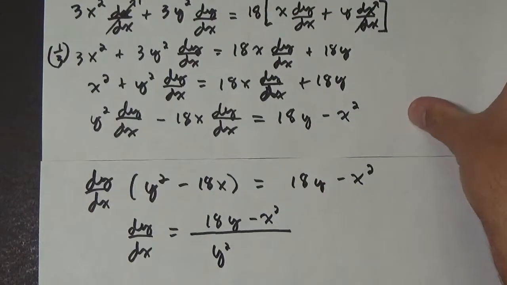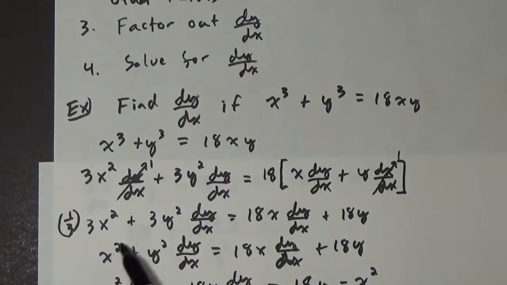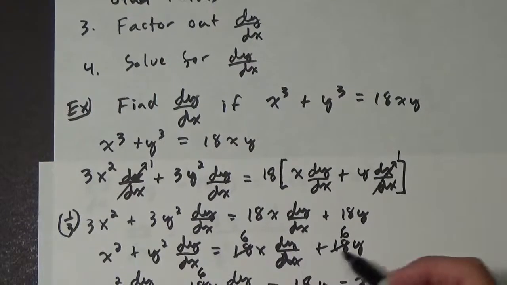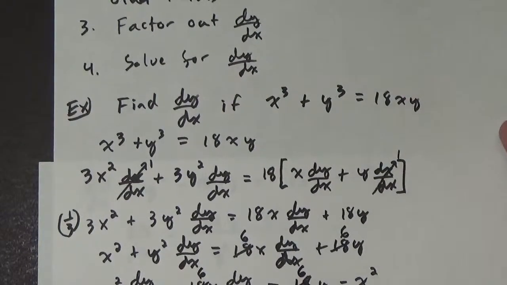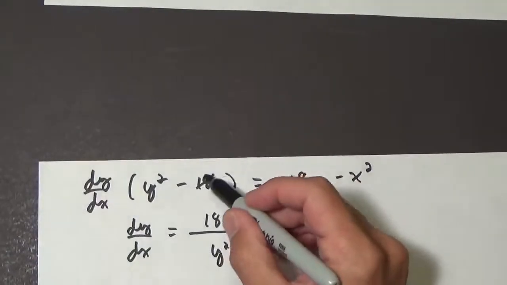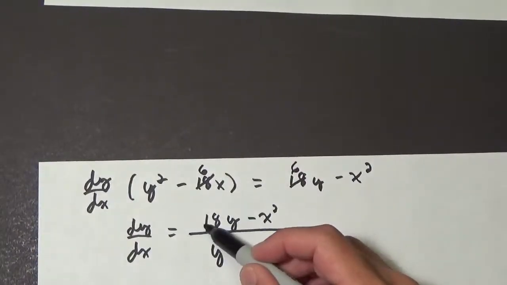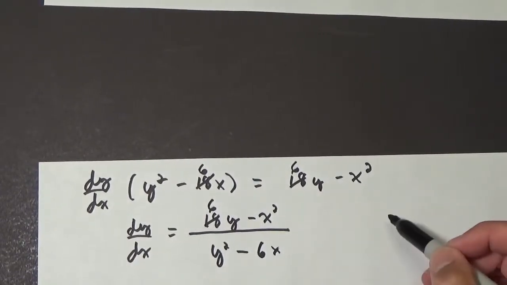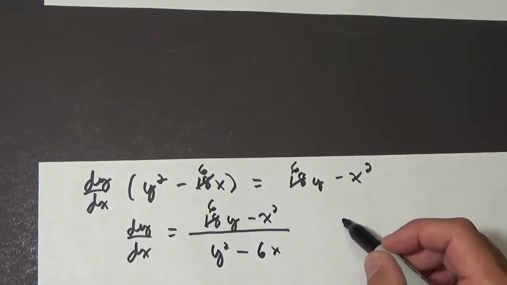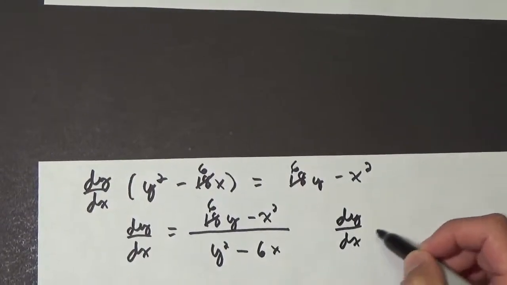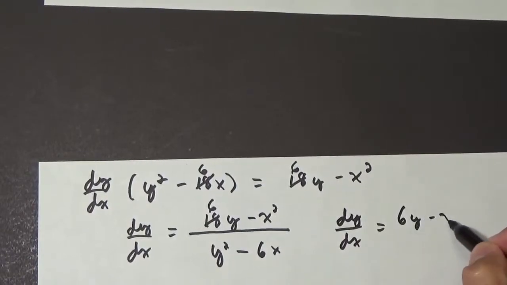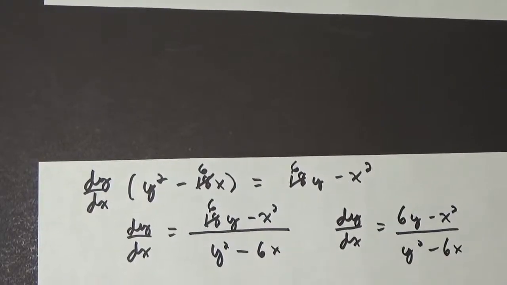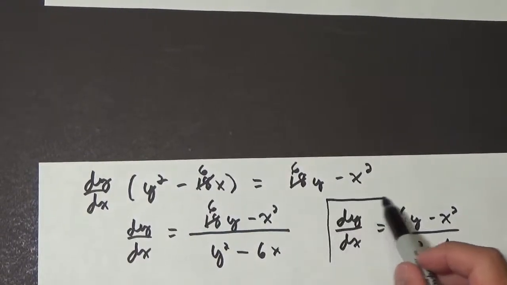You know what? I made a little mistake back here, didn't I? When I multiplied by the 3, I forgot to make these 6's. So this should be a 6, 6, 6. So that means this should be minus 6x. So let me rewrite that again. dy/dx equals 6y minus x squared all over y squared minus 6x. There we go. And there's our final answer.